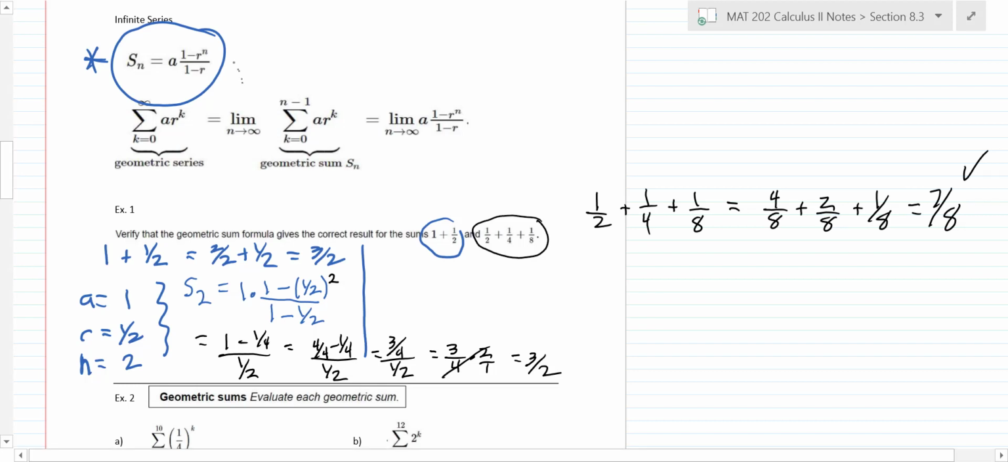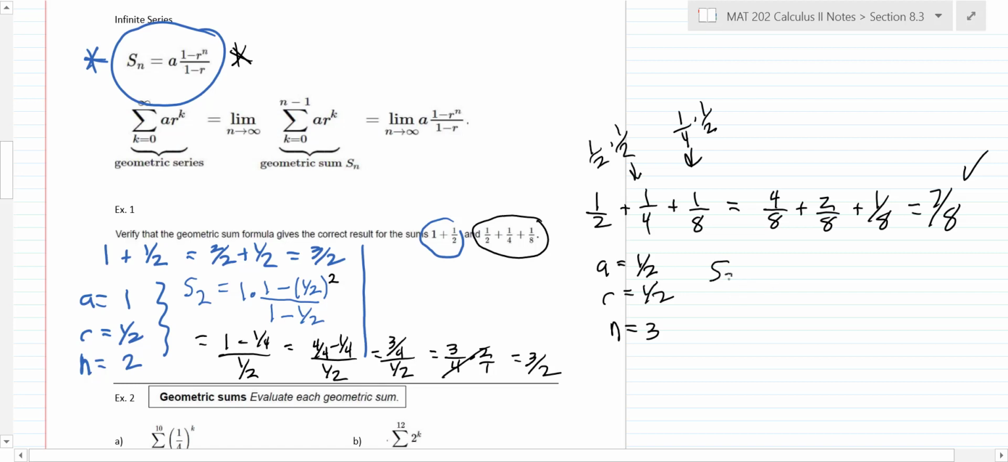So if you use this formula up here, tell me what A is in this formula. 1/2. Tell me what r is. It's also 1/2. Everybody understand that? Because 1/2 times 1/2 is 1/4, and 1/4 times 1/2 is 1/8. And what's n? How many terms does this series have? 3. So let's use the formula and crunch it out.